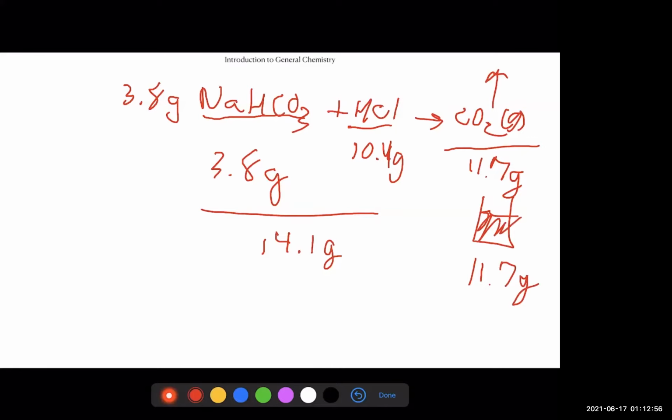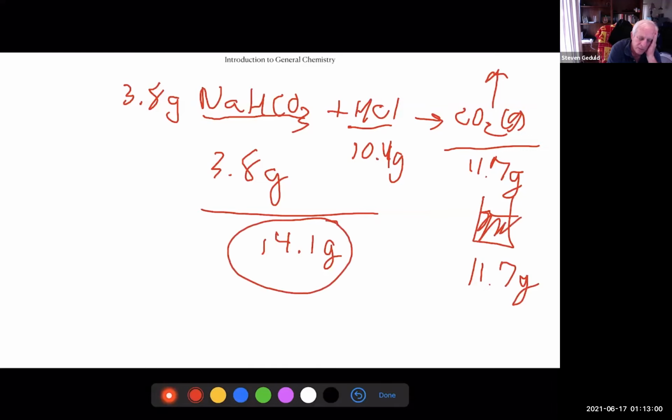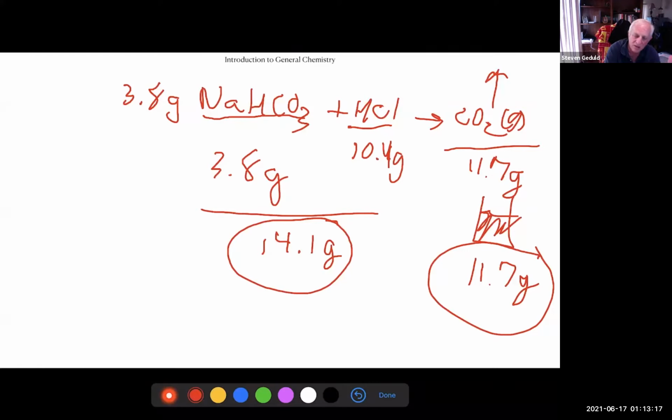Yes. Okay. So let's look at what we've got. We've got a total mass on this side of 14.1. We've got a total mass of 11.7. We know those have to be the same. The only thing we've lost on the right-hand side here is CO2 gas. Since you've lost that into the atmosphere, you're not weighing it anymore. What does that CO2 gas have to weigh? Remember, both sides have to be the same with the conservation of mass. So how much gas do we lose to the atmosphere?